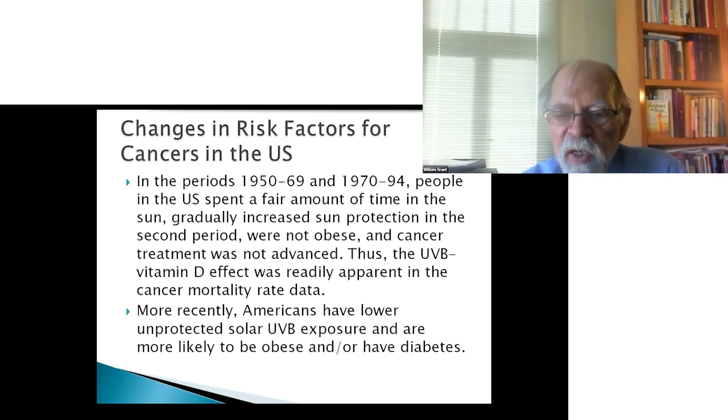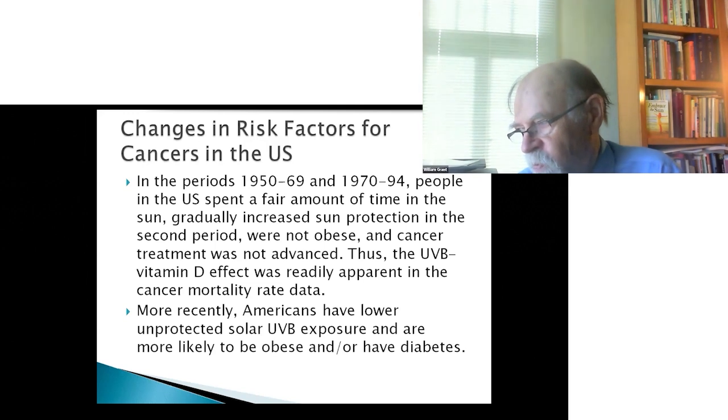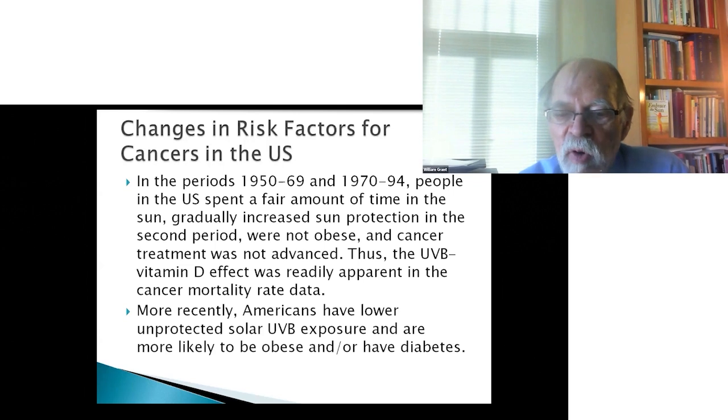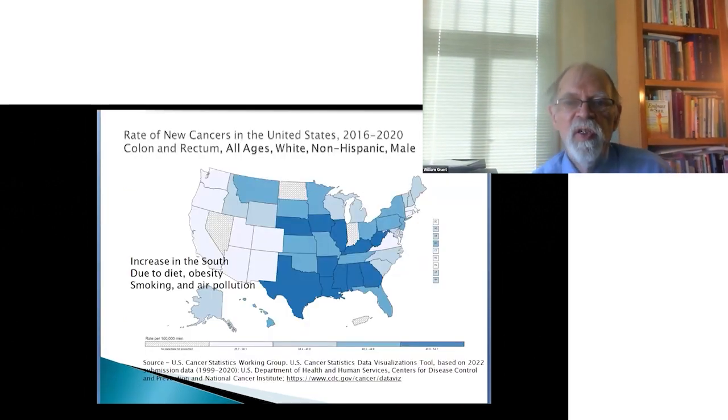More recently, Americans have lower unprotected sun exposure. They wear sunscreen. They often stay out of doors. They're staying indoors, working on the internet, etc. They're more likely to be obese and to have diabetes, all of which affect cancer rates. So here are the new maps, the rate of new cancer in the United States, 2016 to 2020. This is colon and rectum combined, all ages for whites, non-Hispanics, males.